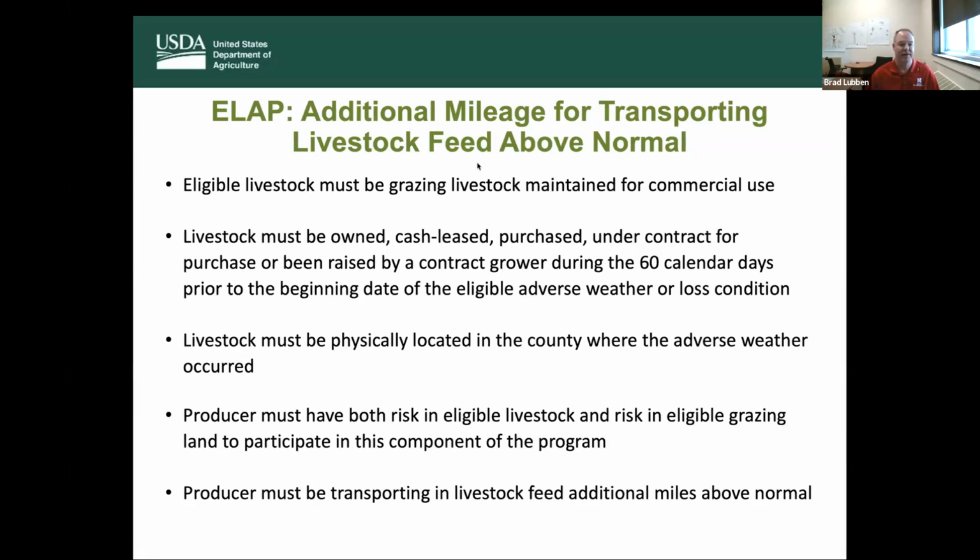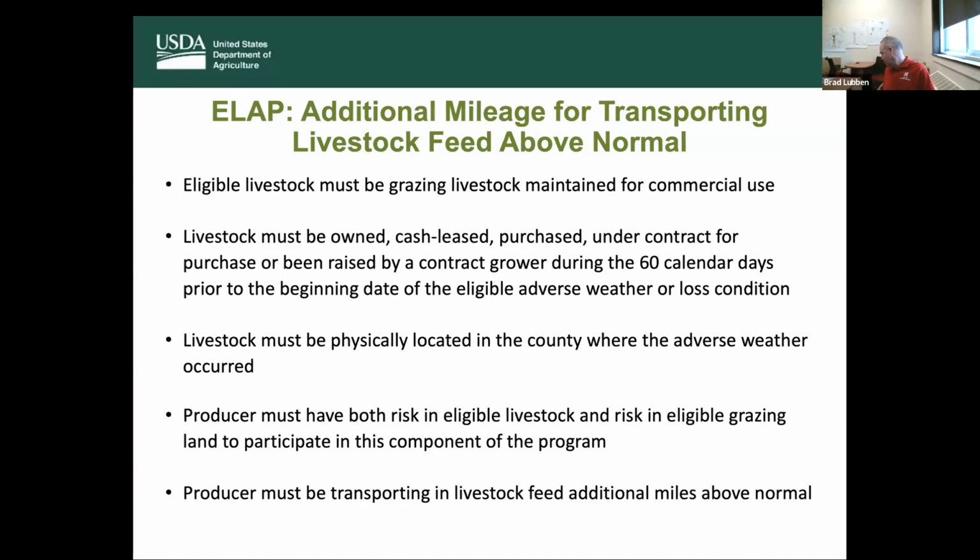You bet. Okay. Those livestock, just like LFP, you must have risk in those livestock, whether it's owned, cash leased, or under contract, during the 60 calendar days prior to the beginning date of the drought. Those livestock must be physically located in the county that meets that eligible criteria. Same as LFP, producers must have risk in eligible livestock and risk in eligible grazing lands to participate. And then ultimately, producers must be going additional miles above what they normally would to get feed for those livestock.